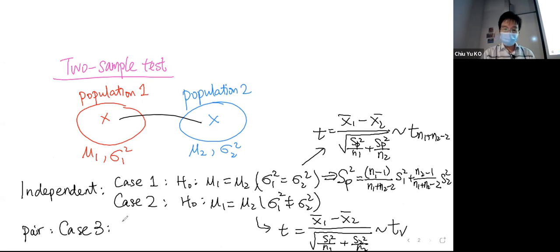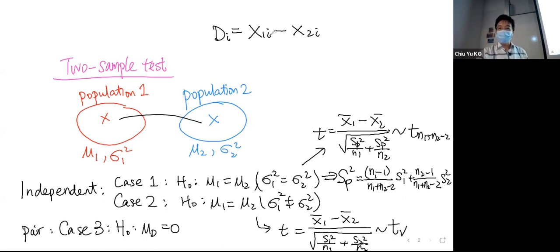Is talking about H null is asking pi 1 equal to, is mu d is 0, right? What is d? D is just simply di, which is x1i minus x2i, where i is the ith observation. x1i is the ith observation in population 1. x2i is the ith observation in population 2. So take a difference.